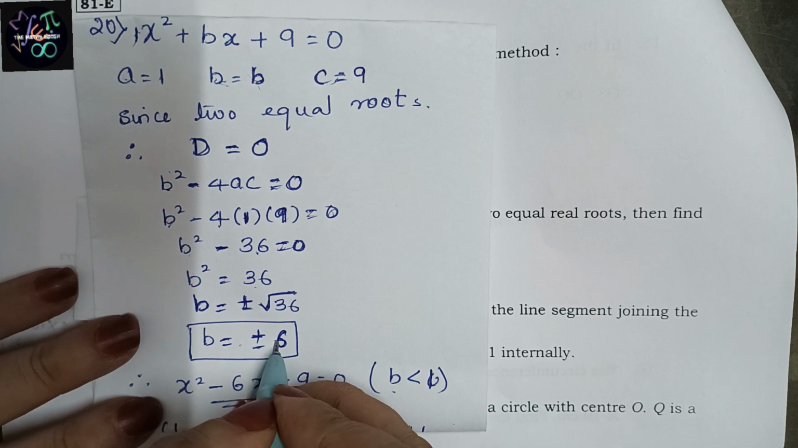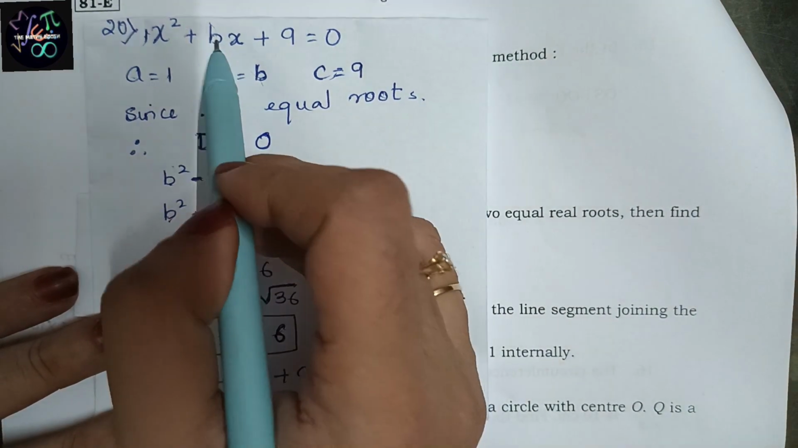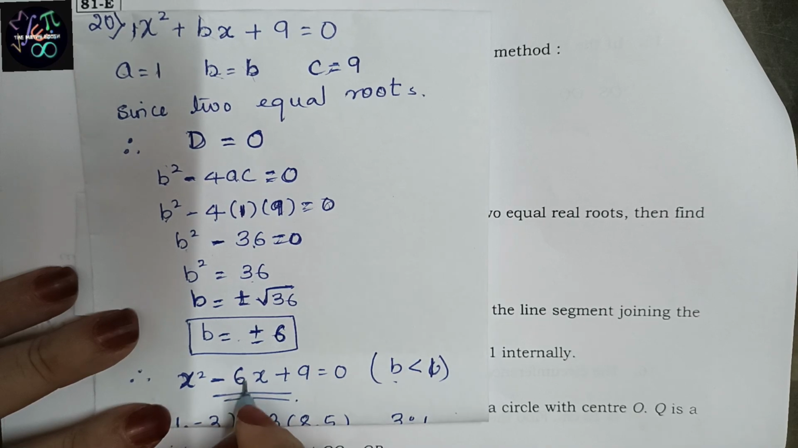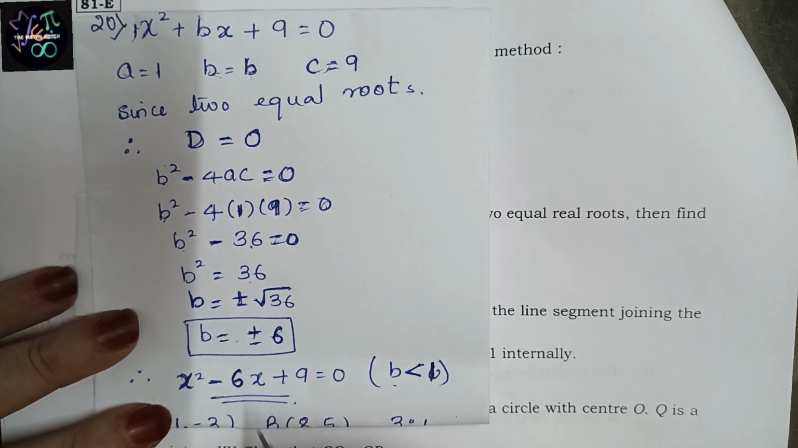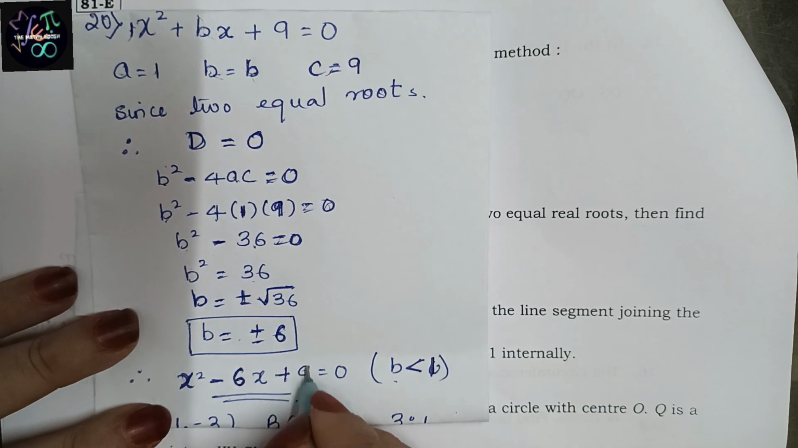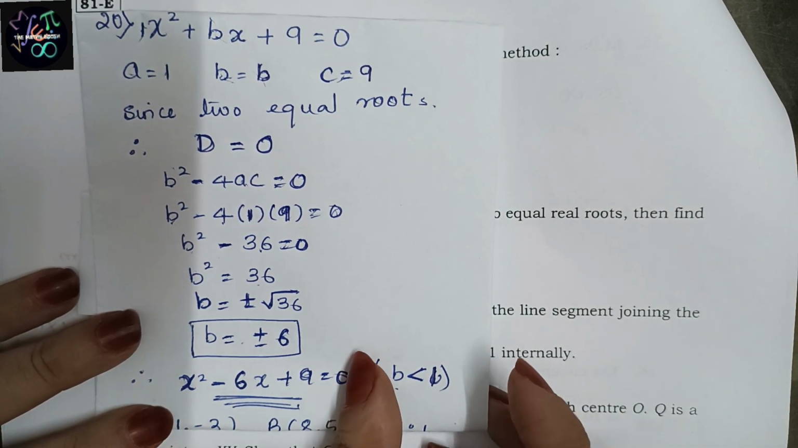Now they have told us to frame a quadratic equation, that is a x square, in place of b what we have to write? Minus 6. Why minus 6? b should be less than 1, they have told. So all negative numbers are less than 1. So x square minus 6x plus 9 equal to 0. This is the required quadratic equation. Let us see the next question.